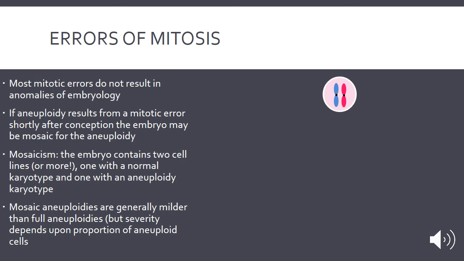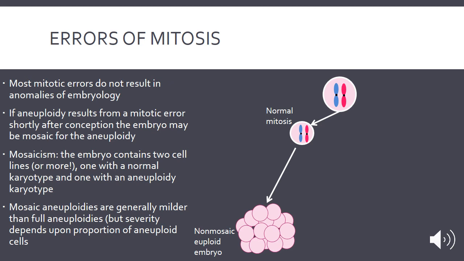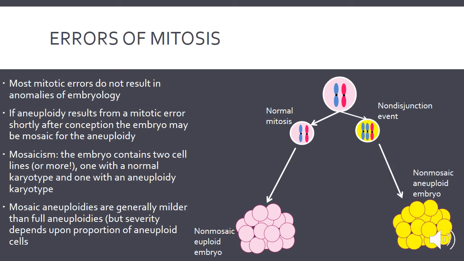But these mitotic errors would be errors that occurred after conception. So sometimes it's shortly after conception, sometimes it's well after conception. But what we've done here is create two different cell lines. So if we have an error in mitosis shortly after conception, the normal mitosis, if it went through normally, we would expect to have an embryo where every cell has the same number of chromosomes. But if you get a non-disjunction event early on in mitosis, in the development of an embryo, you can get an aneuploid embryo.